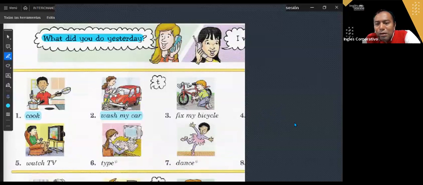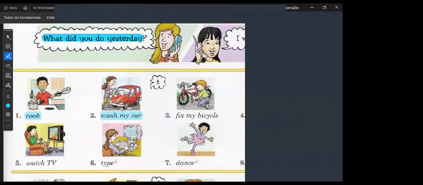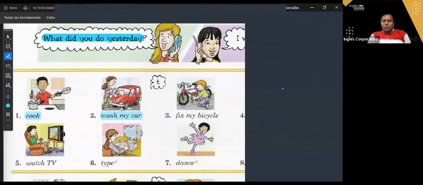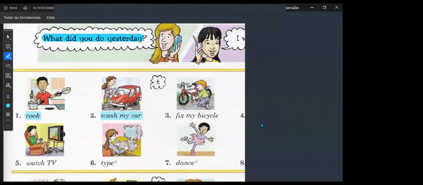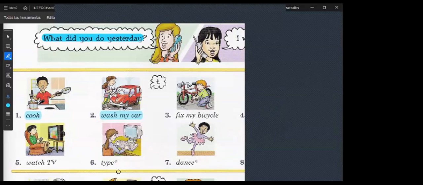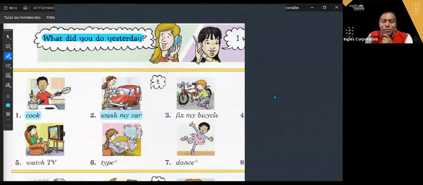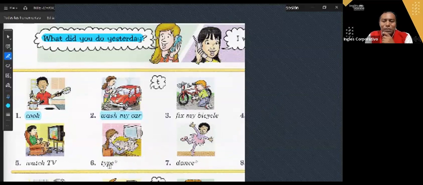Excellent, very good. Now, Melissa Giselle, ¿puede hablar? Can you talk? Sure. Okay, hágale la pregunta a Gabriela Lizelle. Gabriela, what did you do yesterday? I typed, ¿verdad? Ella es listening porque tiene la L. I typed, yo digité, I typed yesterday.